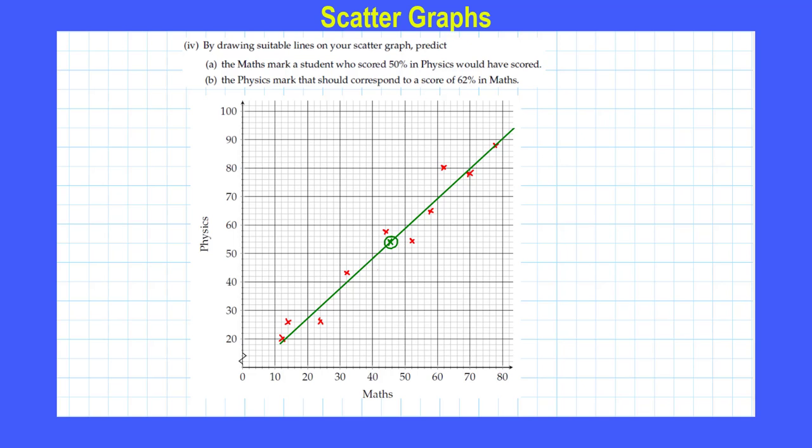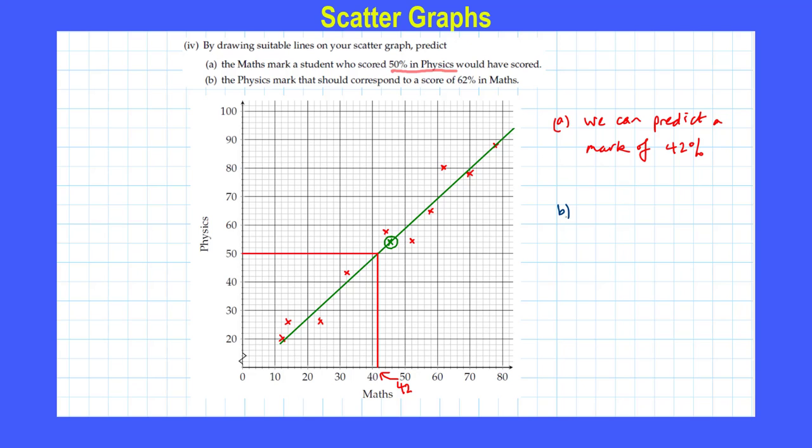Okay, now how can we use this line of best fit to help us? Well, if you look here, this says we're going to have 50% in the physics exam. What do we expect to get in maths? So what I do is I draw a line of 50% from physics until it hits my line of best fit, and as soon as it hits there, I go vertically down and I can read off a value of 42. So I'm predicting I'd get a mark of 42 if I got 50 in physics.